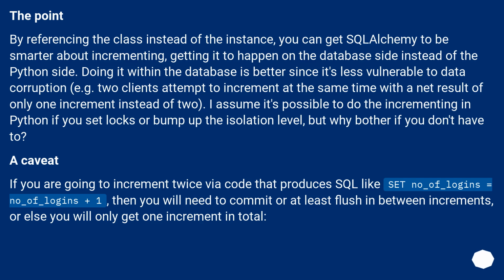For example, 2 clients attempt to increment at the same time, with a net result of only 1 increment instead of 2. I assume it's possible to do the incrementing in Python if you set locks or bump up the isolation level, but why bother if you don't have to?